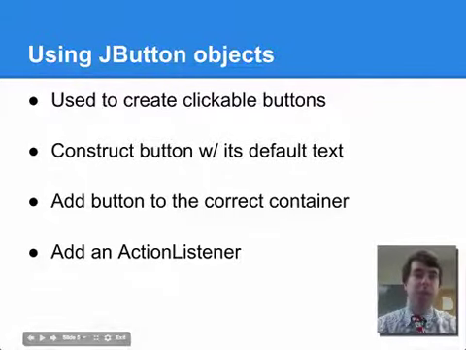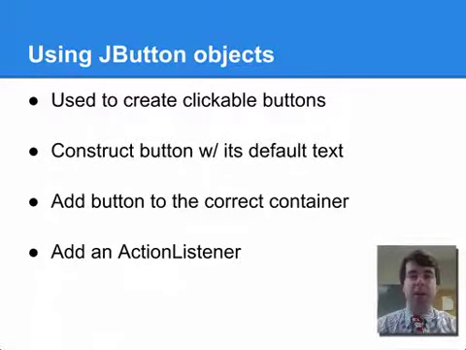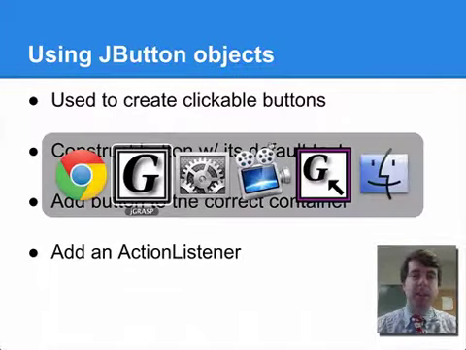JButton allows you, just like it sounds, to create clickable buttons, and you can put text on those buttons by passing those strings to the constructor for the button class. You're going to create your buttons, you're going to add them to the JFrame or the JPanel that you want to contain them, and if you want to make them clickable, which most of the time you do, you're going to eventually add something called an action listener, which we'll talk about at the end of this lesson. But let's see what that looks like.